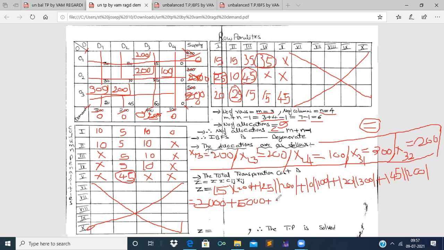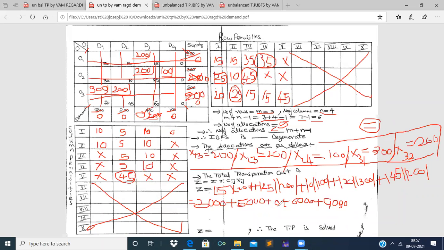0 into 100 is 0 plus 200. 20 into 300. 3 twos are 6, 6 followed by 3 zeros, right? Plus now 45 twos are 90, 90 followed by 2 zeros, that is 9000. Now let us write the sum of all these transportation products, right?